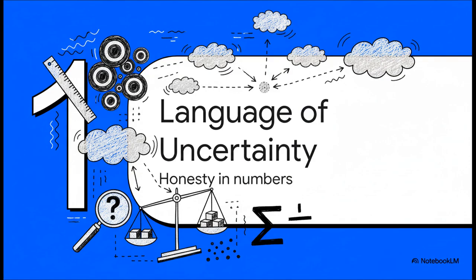So how do scientists handle this? Do they just ignore it? Nope. They actually came up with a really smart system to communicate exactly how certain or uncertain their measurements are. And this entire system is built around an idea called significant figures.